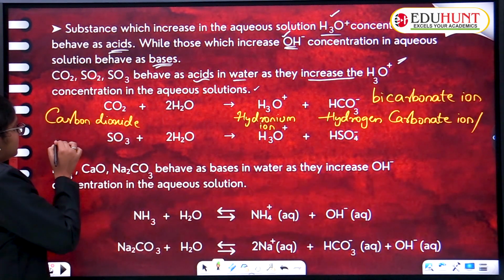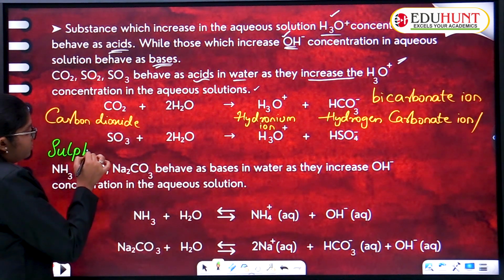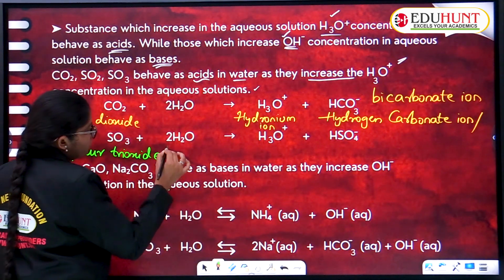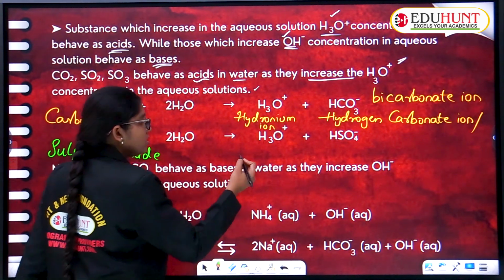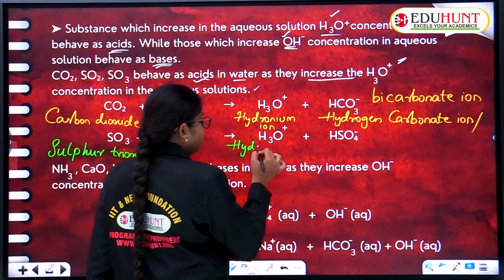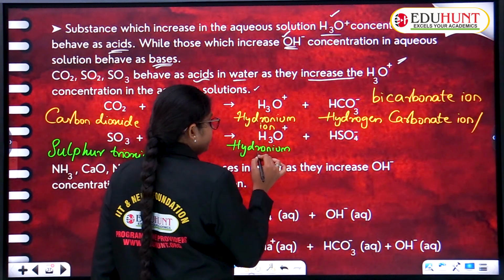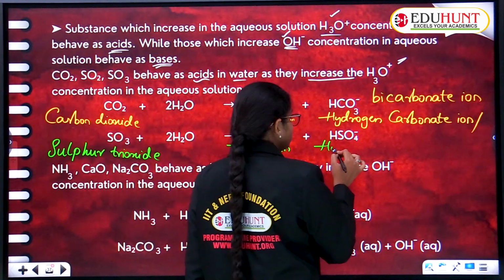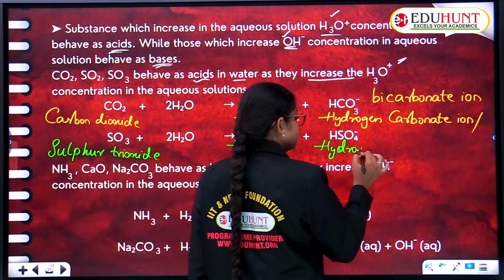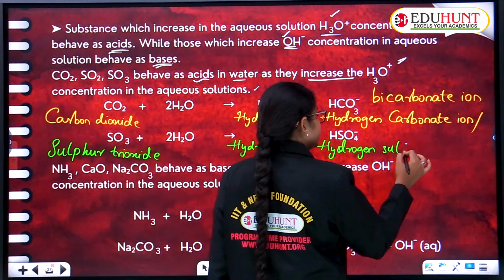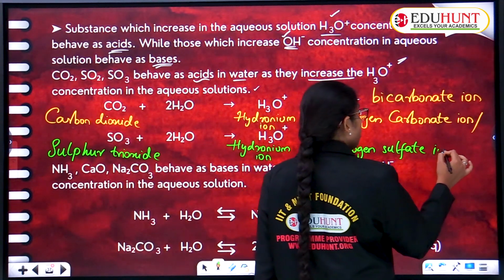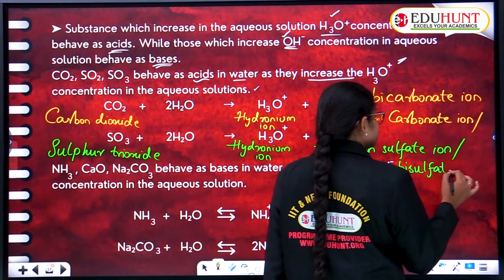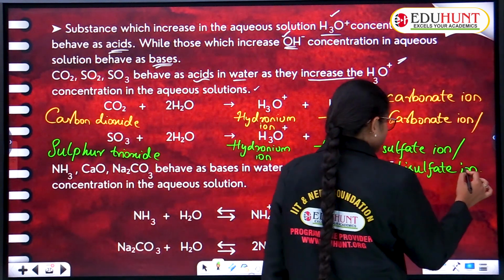Very good. Sulfur trioxide, upon reacting with two molecules of water, gives rise to the respective hydronium ion. And which ion is this? HSO4 minus. Come on, tell me. Hydrogen sulfate ion, or bisulfate ion. Bisulfate ion. Okay, clear, no?